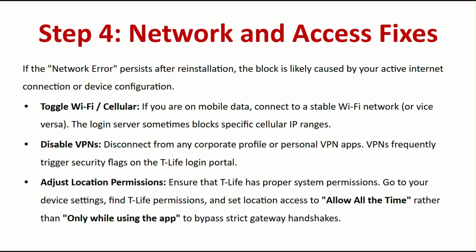Next is to adjust location permissions. Ensure that T-Life has proper system permissions. So go to your device settings, find T-Life permissions, and set location access to allow all the time rather than only while using the app to bypass strict gateway handshakes.